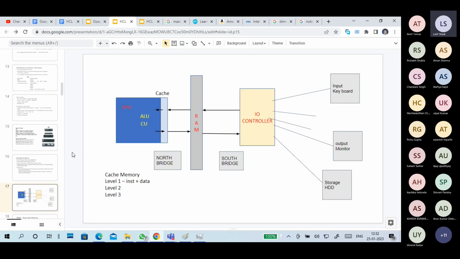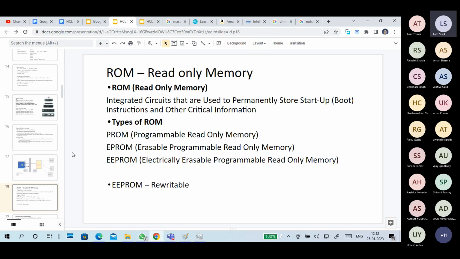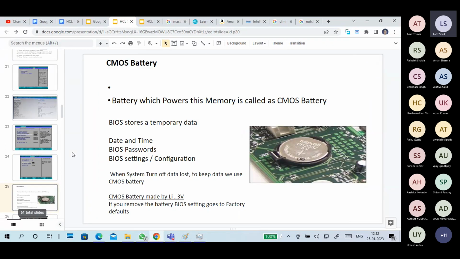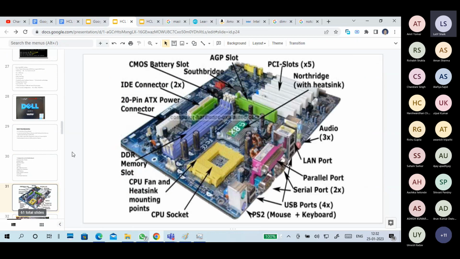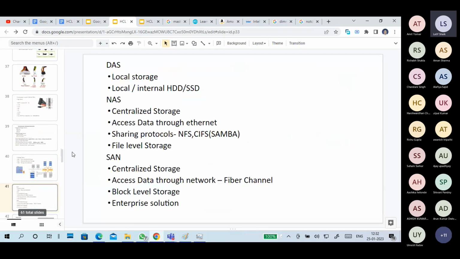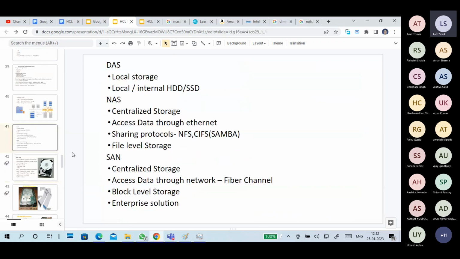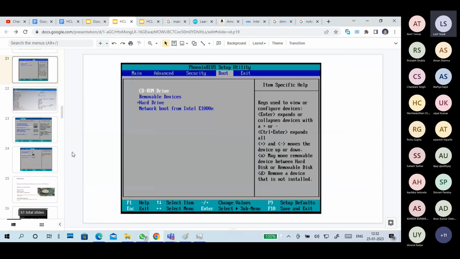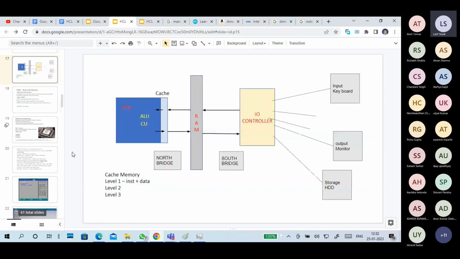Next one is ROM: what is BIOS, different BIOS settings, and your motherboard components and SMPS components. Take a break of 10 to 15 minutes. I'll take another half an hour, guys, and I will complete this.